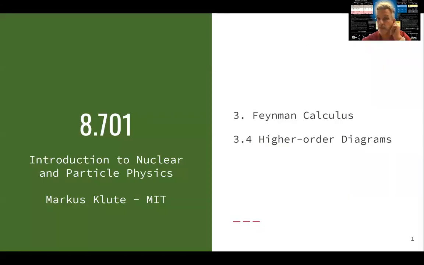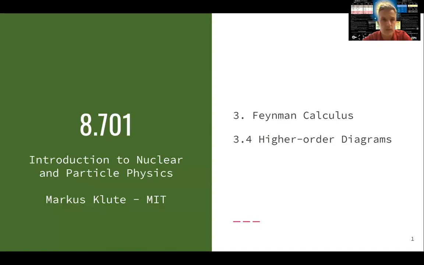Welcome back to 8701. In the previous lectures, we studied how to read Feynman diagrams, how to calculate amplitudes and phase space. And we are able to use this, using Fermi's golden rule, in order to calculate lifetimes and scattering cross-sections. We exercised this with a toy theory and simple examples. But we focused on leading order or tree-level diagrams.